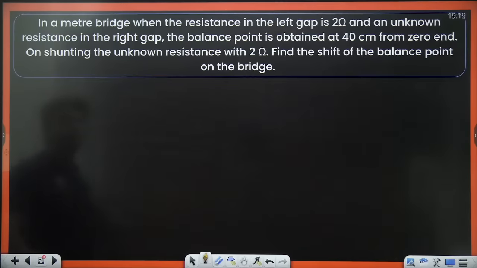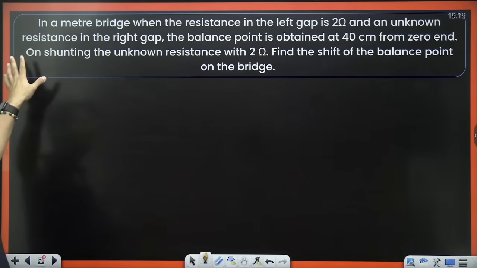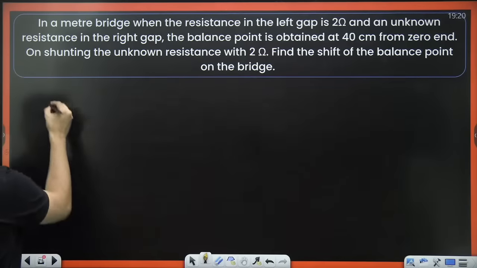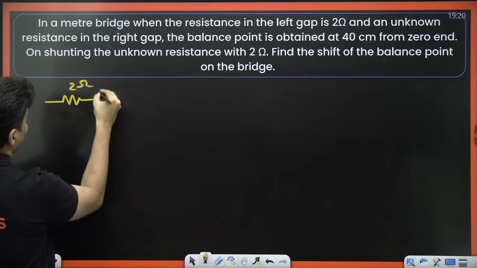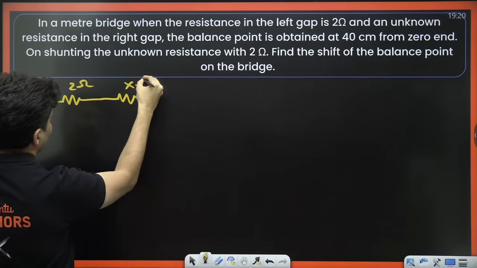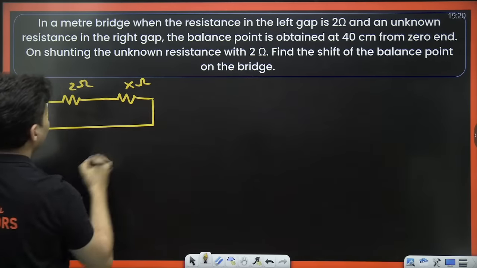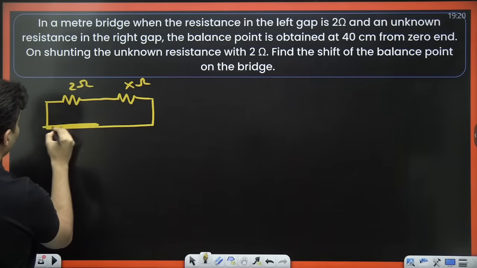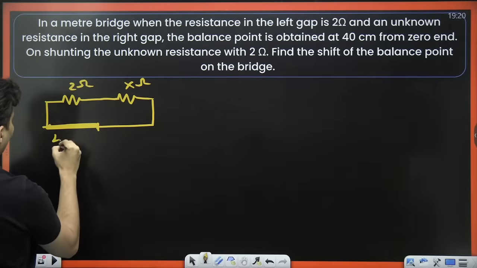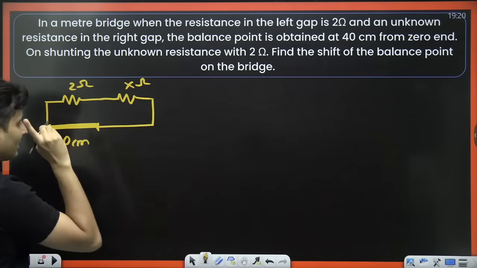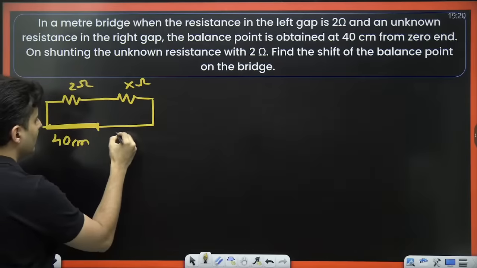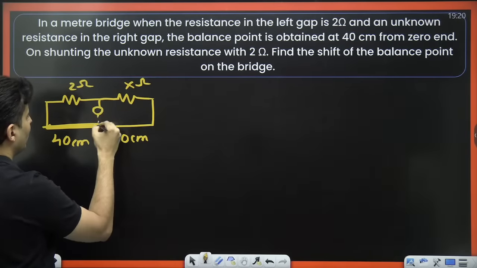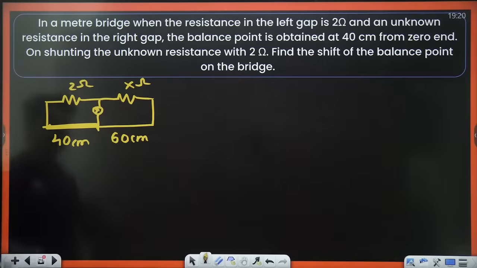Let's have a look at some questions. In a meter bridge, when the resistance in the left gap is 2 ohms, an unknown resistance is there in the right gap, and the balance point on the bridge is at 40 centimeters from the zero end. That means this is 40 centimeters. Because it is 1 meter, which is 100 centimeters, naturally the remaining part will be 60 centimeters. That's when you get null deflection over here.